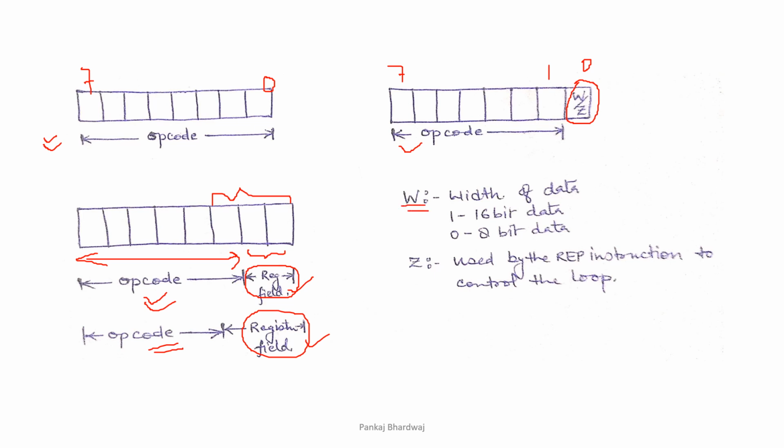W shows the width of the data. That means if it is 0, then we'll have 8 bits of data, and if its value is 1, that means we'll have 16 bits of data. And the Z bit we use mainly in the REP instruction, which is used to control the loop.